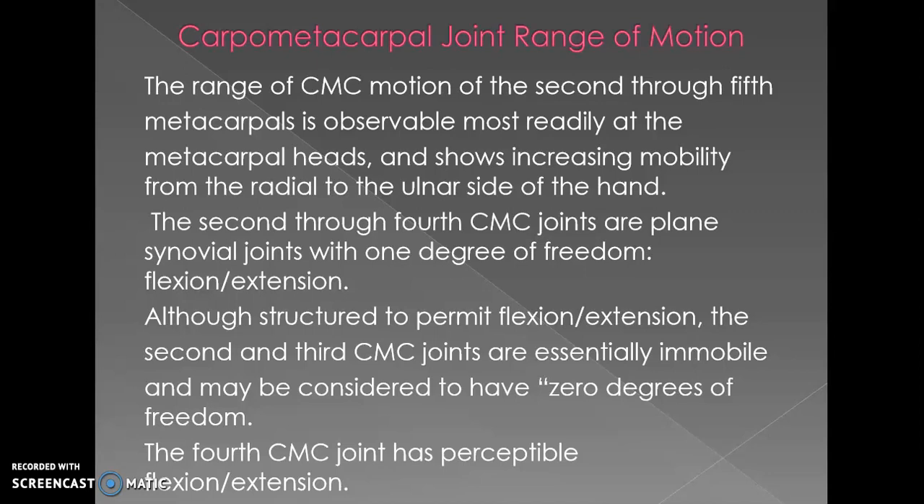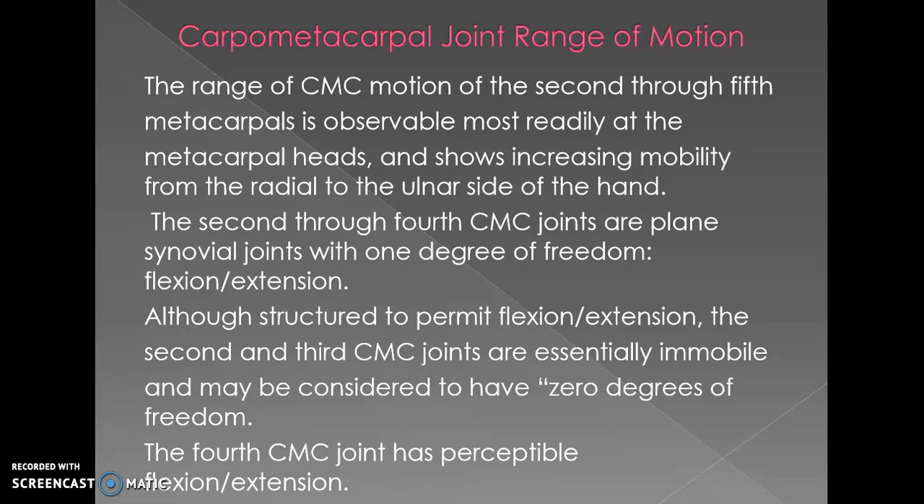So here you have to understand that there is an increase in the range of motion from the radial to the ulnar side of the hand. The second through fourth CMC joints are plain synovial joints, what we call diarthrodial joints, of the plain variety. We are not discussing the thumb here. So the second carpometacarpal joint is a plain synovial joint with 1 degree of freedom.